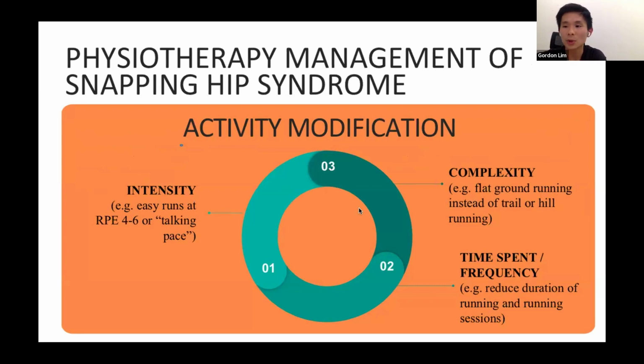In this diagram here, we are citing examples of a distance runner who may be having a case of a painful snapping hip. We can suggest changing the intensity of the exercise, the complexity of the exercise, in this case, flat ground running instead of trail or hill running, as well as time spent on exercising. In this case, lowering the duration of running, as well as the number of running sessions.